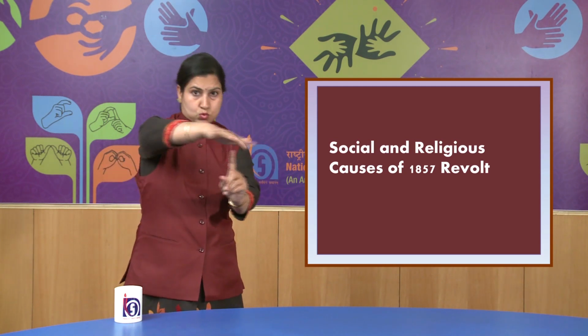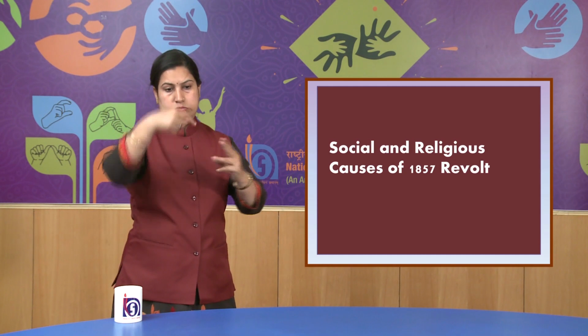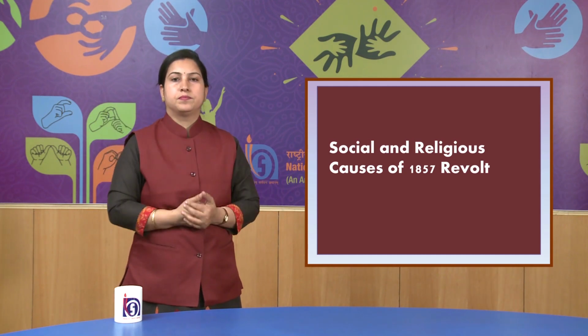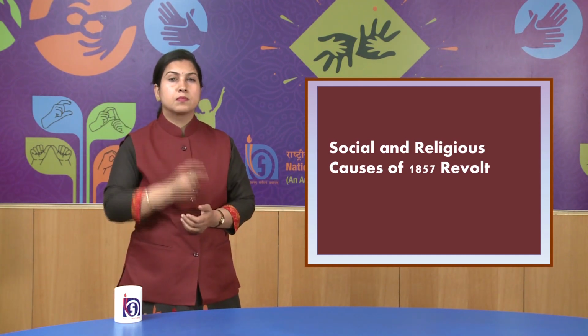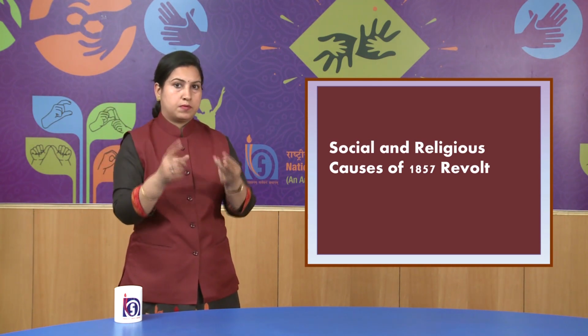Social and religious causes. This is the third cause we are going to discuss. Learners, the British started many social reforms in the country. Laws were passed against practices like sati and female infanticide or killing of baby girls.